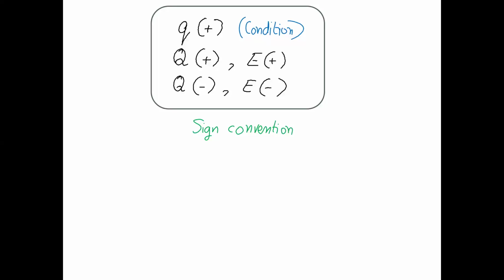So the Wi-Fi router in your home is the source, capital Q. If capital Q is plus, E is plus. If capital Q is negative, E is also negative. If capital Q is negative, E is negative.